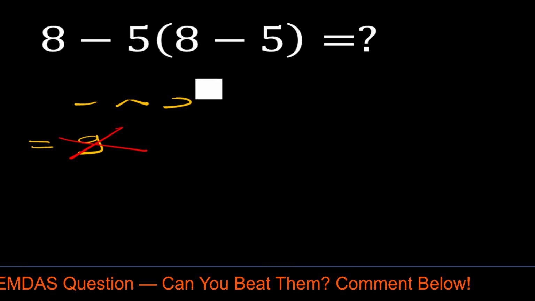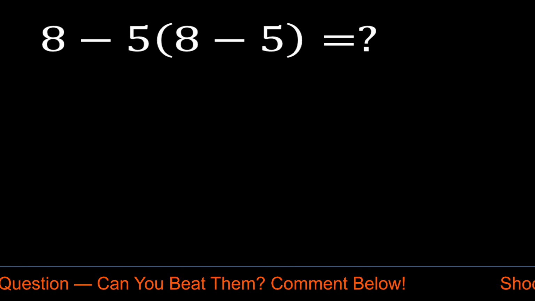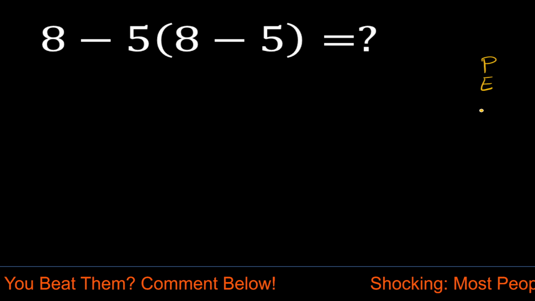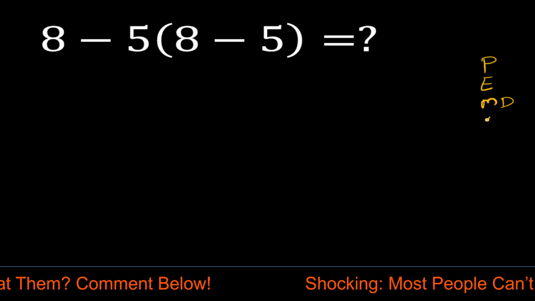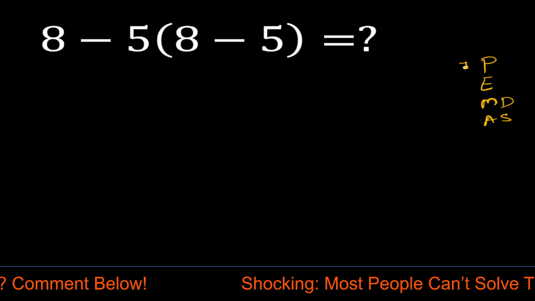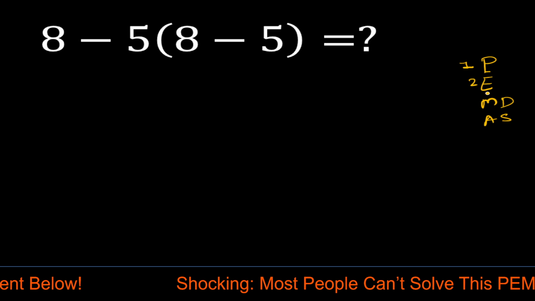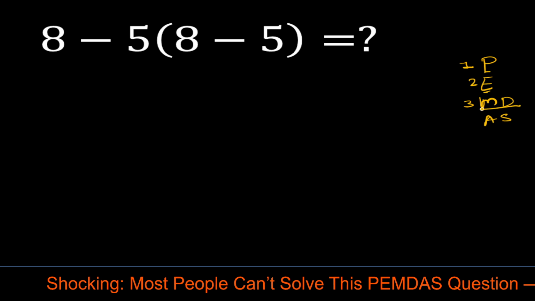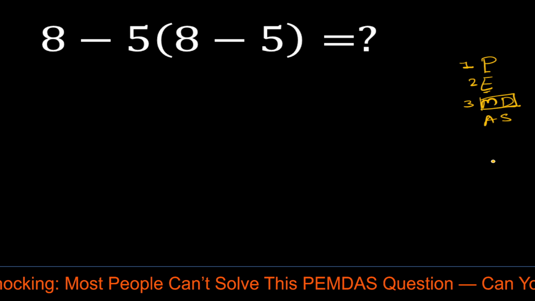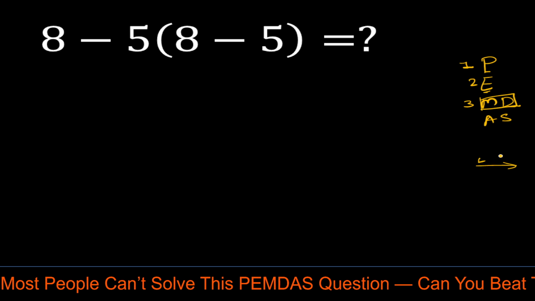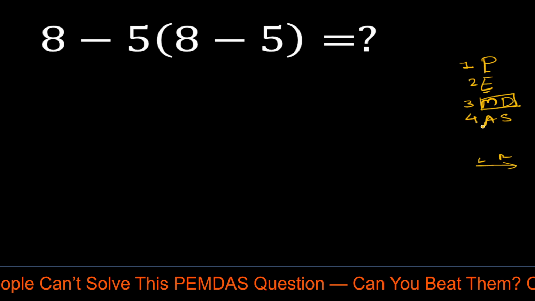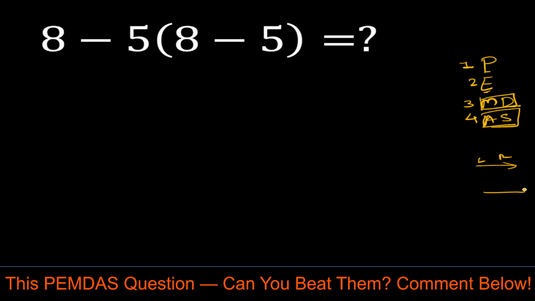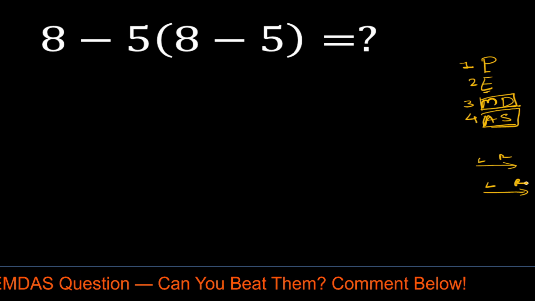So now let's solve this problem correctly by using the PEMDAS rule, right? PEMDAS, P-E-M-D-A-S. According to PEMDAS, first priority is parentheses, second priority is exponents, third priority is multiplication and division. Here multiplication and division both have equal priority, so we have to solve it from left to right. And fourth and last priority is addition and subtraction. Also addition and subtraction both have equal priority, so we have to solve it from left to right.